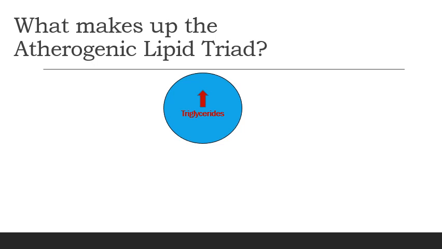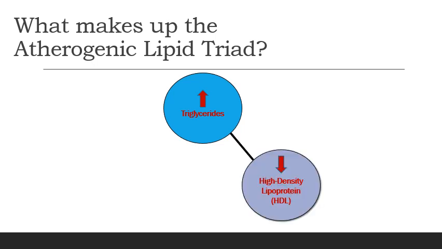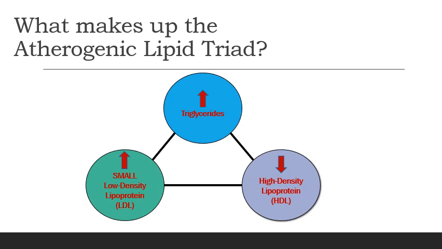One is high triglycerides, also known as hypertriglyceridemia. Two is low HDL-C. This is the metric we would rather see high. And three is a high number of small LDL lipoproteins.